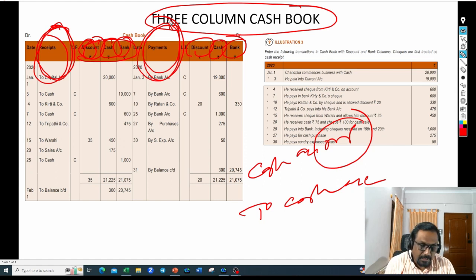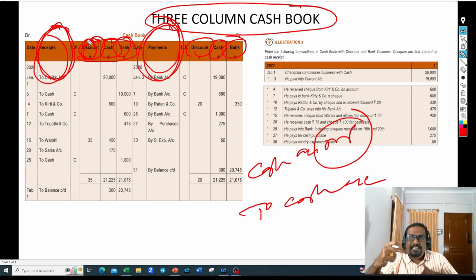Now discount is on the debit side. What discount is it? Why are we showing one discount on the receipt side? What did I say in my previous video? I will give the discount when I receive the payment, when I receive the amount. That means this discount is given when the amount is received.